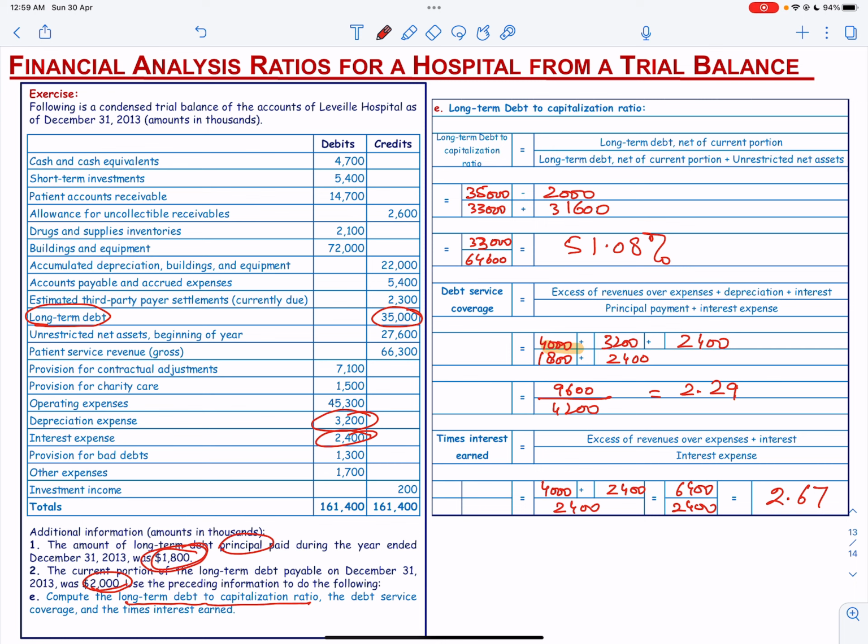So this is the last part of this exercise, and this completes our part 1 discussion on analysis of financial statements and financial conditions.